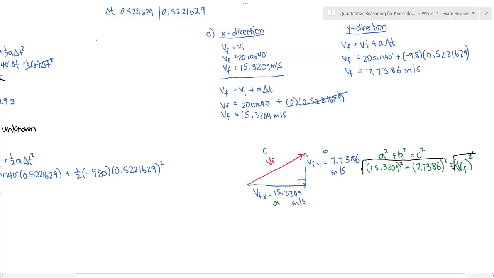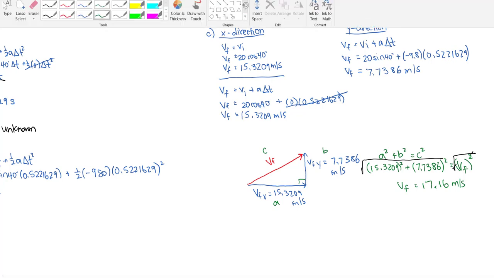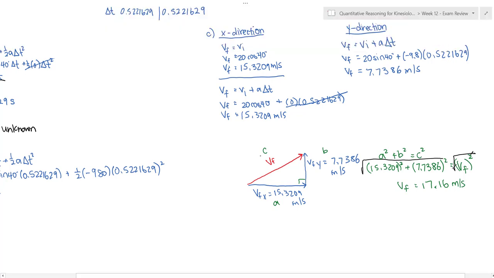And so I'm left with v final is equal to the square root, and I'm going to type this on my calculator, of 15.3209 squared plus 7.7386 squared. And that gives me 17.16 meters per second. Okay, but since the question asked for the final velocity, I need to remember that I also have to include the direction, which means I need to find the angle from where that velocity vector begins. So that would be this angle right here.